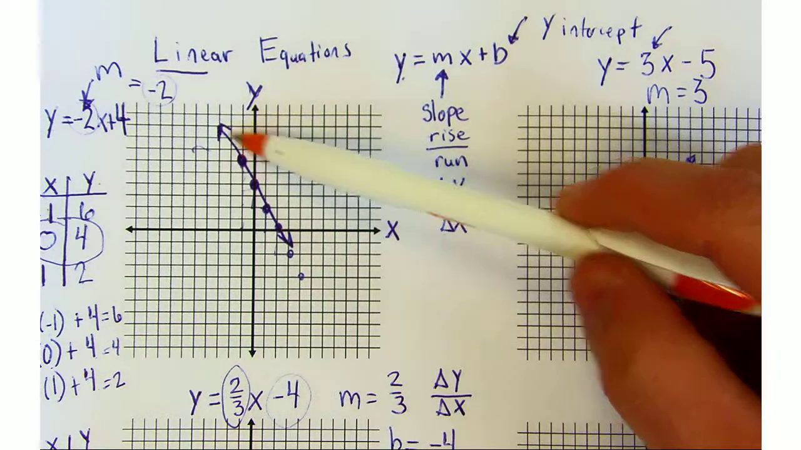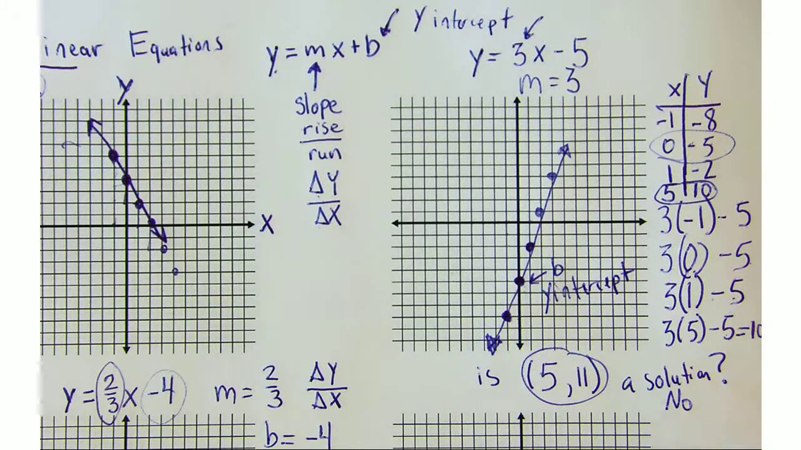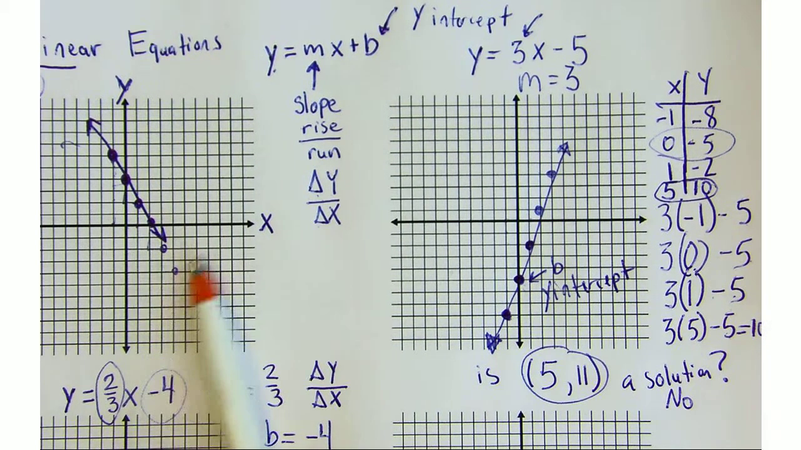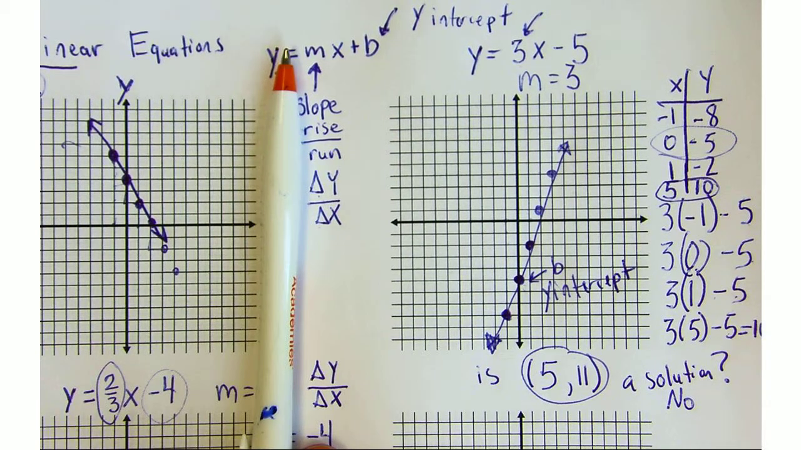Positive slope, it's going up. So sometimes they're just going to ask you, is the slope positive or negative? You can just look at the line and tell me that. If it's going down from the left to the right, it means it's negative. If it's going up from the left to the right, it means it's positive.